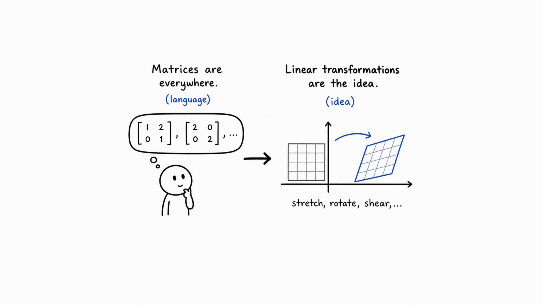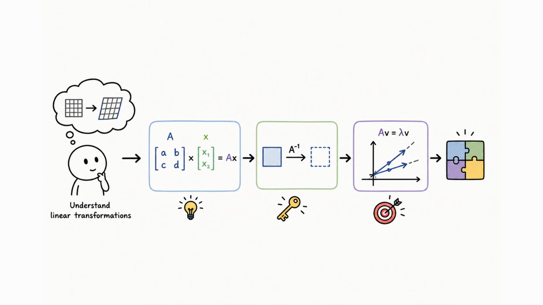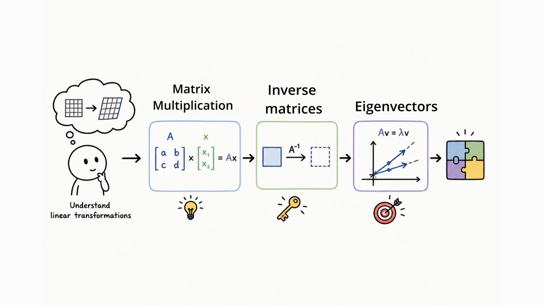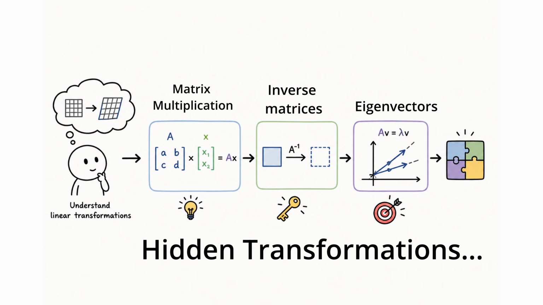So matrices are everywhere, but they are only the language, and linear transformations are the idea. Once you understand linear transformations, matrix multiplication won't feel like a formula. Inverse matrices won't seem mysterious, and vectors will finally have meaning. Everything starts fitting together. So before we study matrices, let's understand the transformations hiding behind them, because that's where the real story begins.